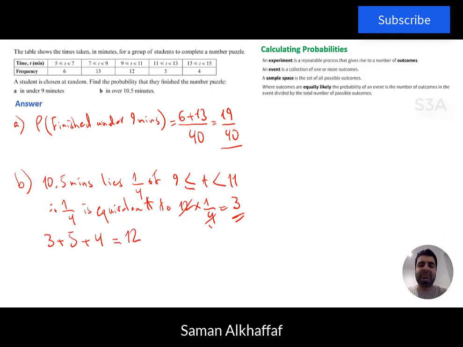And for us to find the probability, we would say more than 10.5. That would give us 12, and the total will be 40. So it can be simplified to 3 over 10, and this will be our answer for part B.